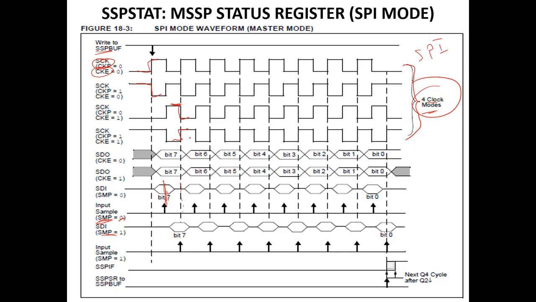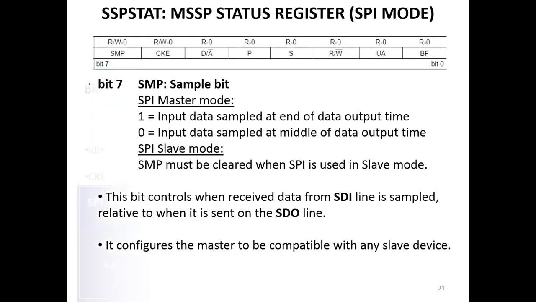So these are all the configurations that you have, so that if you want to connect any SPI device, you have to check from the data sheet the clock mode and the sampling time. And according to the data sheet, you have to make the configuration of the SMP bit, and you have to make the configuration of these 2 bits, the CKP and the CKE.